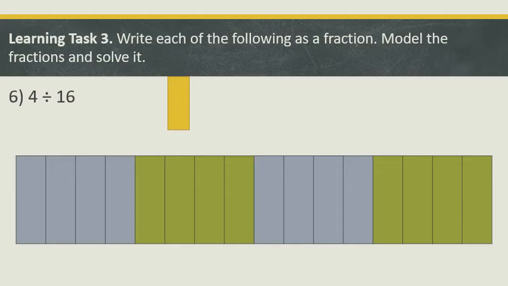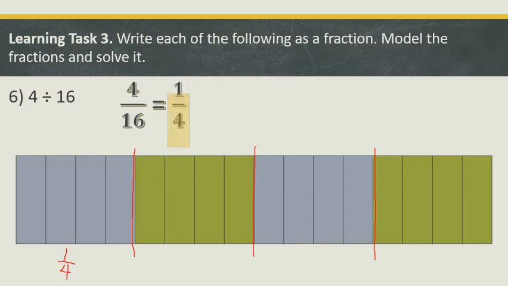Number 6, so yung 4 over 16. So, kung hatiin natin ito sa tig-4, kasi sakto siya tig-4. So, ito po ay equivalent sa, ito po ay 1/4. So, lahat po ito, yung isang shade is 1/4. So, 4 over 16 is 1/4.